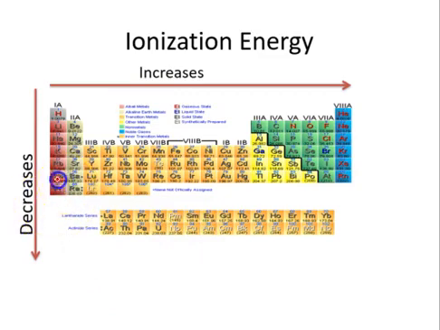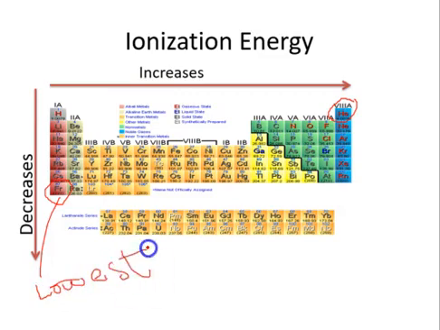Remember, there's 2 elements that we're going to talk about here. This has the lowest ionization energy. This one has the lowest. Now remember, Francium is our guy for lots of things. He's our largest element on the periodic table. He's our smallest electronegativity. And he's got our lowest ionization energy.